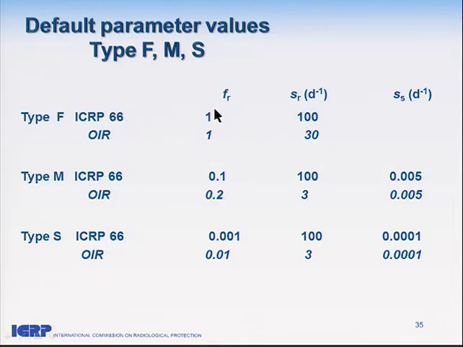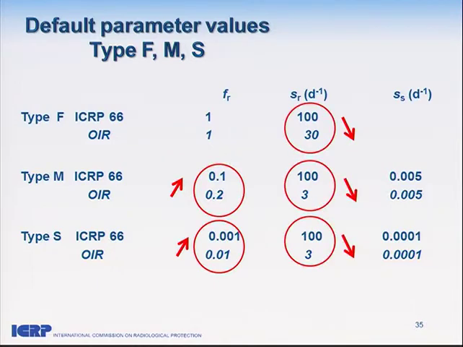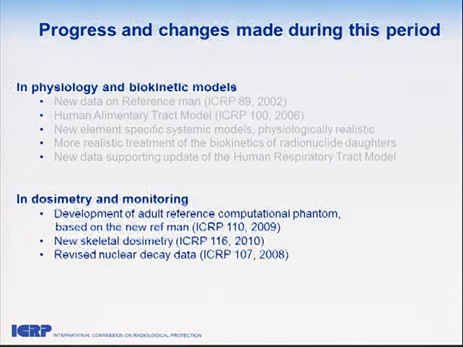Here, the data means that if you've got a type F, something which is very soluble, it tells you that 100% of the compound is solubilized with a rate of 100 per day. And here, we have changed the data a little bit to take into account the reality. So in the new model we have a greater rapid fraction, greater dissolution, and a slower dissolution rate here.